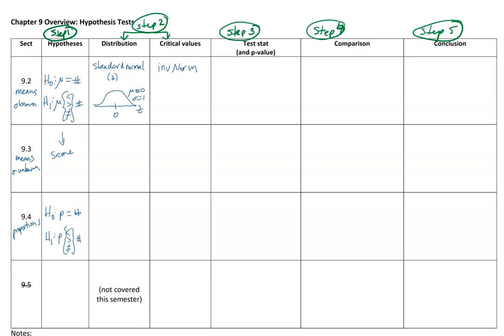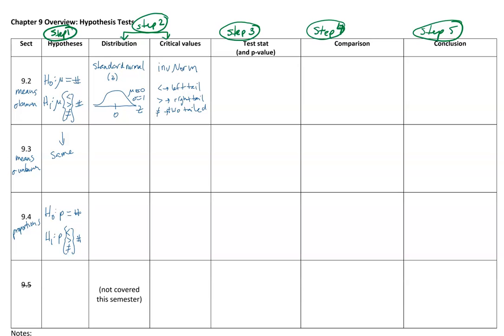And what I'll put here is that, remember, if we have that less than symbol, then we've got a left tail only. If it's a greater than symbol, then we've got a right tail test. So alpha is only in the right tail. And if it's a not equal to symbol, then we've got a two-tailed test, and we split that alpha value, the significance level, between the two tails.